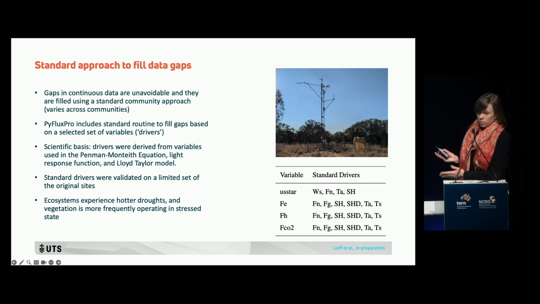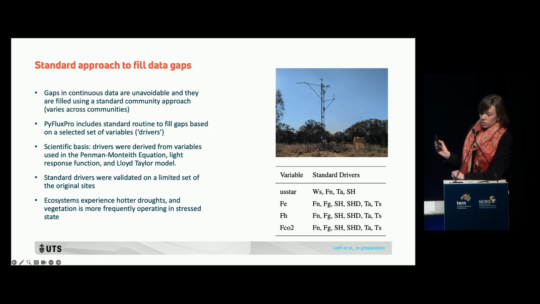The drivers were derived from equations that govern carbon and water exchange, such as the Penman-Monteith equation or the light response functions, and the Lloyd-Taylor models, which we use to partition the net ecosystem exchange, so the net fluxes that we monitor at these stations, into gross primary productivity and ecosystem respiration.